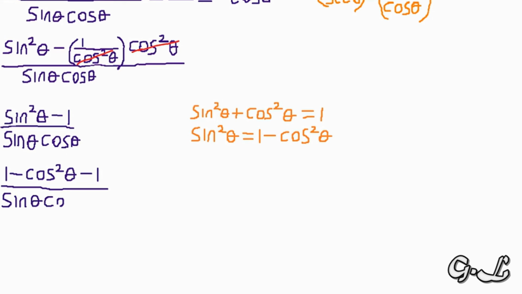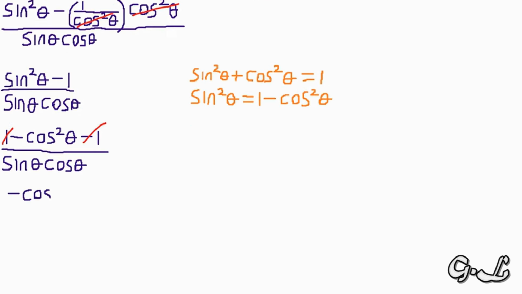And then down we have sine theta cos theta, and then we have the like terms. Those like terms are 1 and negative 1. So when you try to simplify them, it will be 1 minus 1, and then it will give you the value of 0. So we are simply going to cancel them out, and then we are simply going to remain with a negative cos squared theta. So it will be negative cos squared theta over sine theta cos theta, like that.